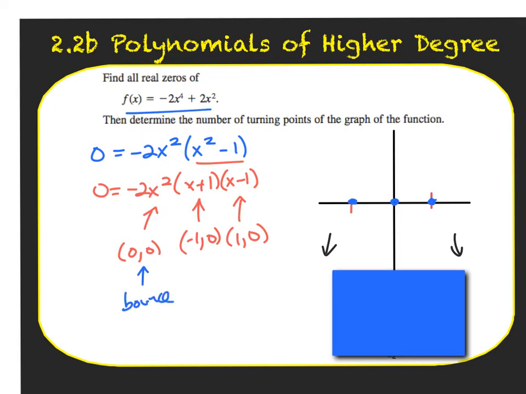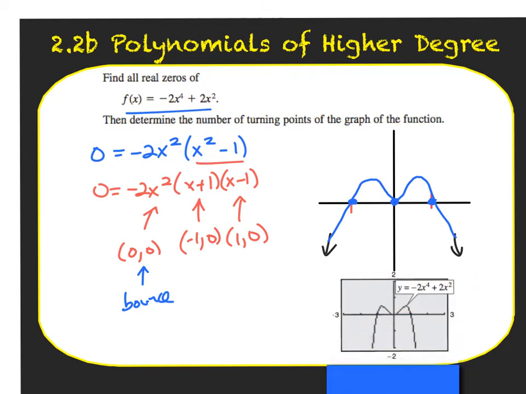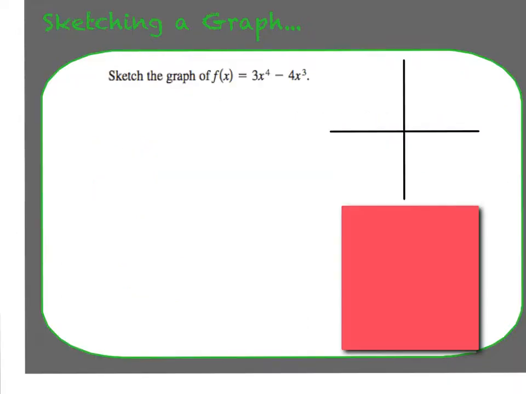All right? At negative 1, 0, what's it going to do? It's going to go through because it cuts through. All right? Because we have a power of 1. And then at 1, 0, it's also going to do what? It's also going to cut through. So at negative 1, it's going to cut. And then at 0, it's going to bounce. And then at 1, it's going to cut through. All right? And so if we look at it, hey, we did good. We did good. Let's do another one.